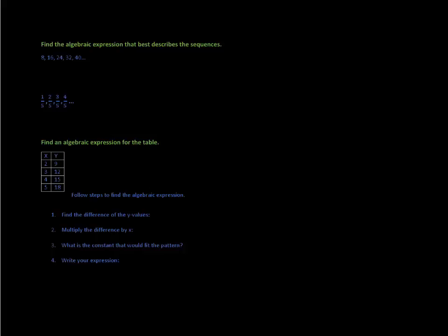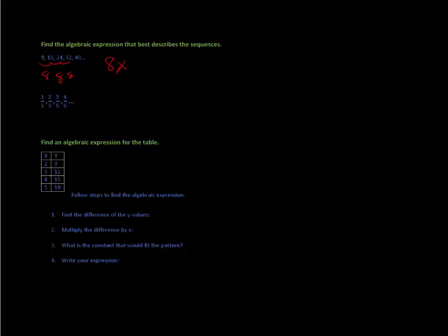So the first thing we want to do is look at the difference between these. So between 16 and 8, it's 8. Between 24 and 16, again, that's 8. And then between 32 and 24 is 8. So there's a pattern. It's 8 between each number. So our equation would be 8 times x.